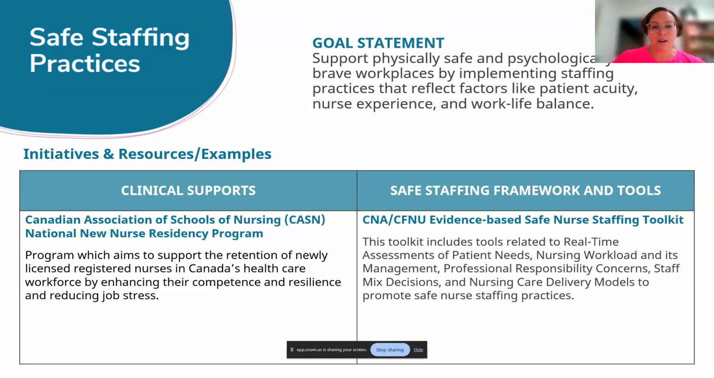So I think you've heard as well already about the CASN National Nursing Residency Program, and we also highlight here the CNA CFNU Evidence-Based Safe Nurse Staffing Toolkit that really does focus on patient needs, nursing workload, as well as other concerns. I would say this is a really hot topic across the country. We know that the BC government has implemented nurse-patient ratios in collaboration with the BC Nurses Union, and the Nova Scotia Nurses Union also recently negotiated a safe staffing framework in their jurisdiction.